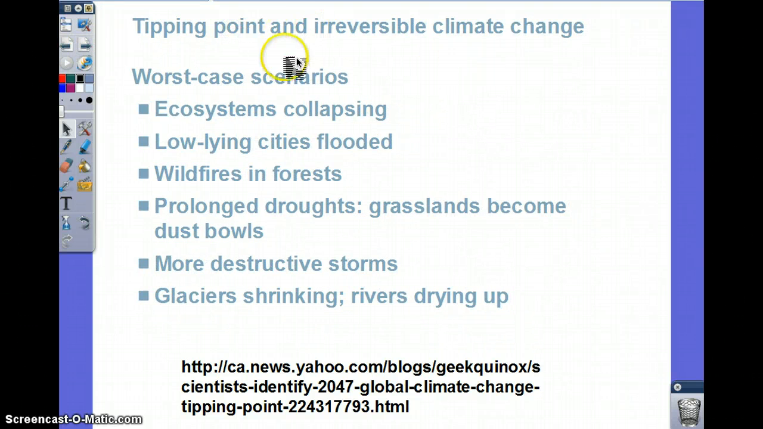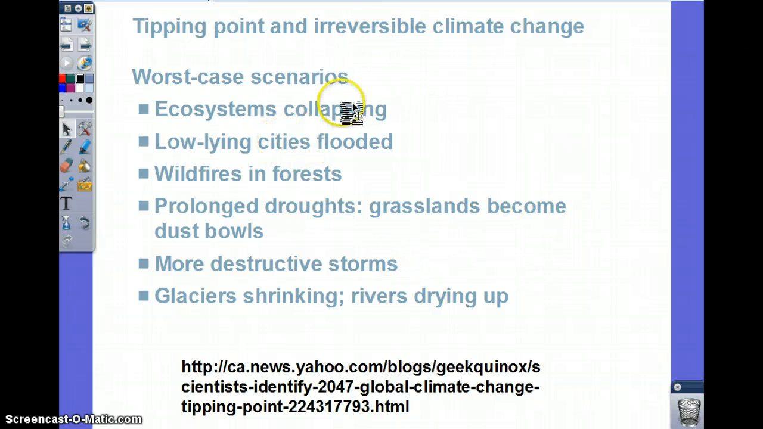Tipping points. This is an interesting topic, and I want you to think about it like tipping over. Like if you spill a glass of water, you can lift up the glass, but you really can't put the water back in. So it's considered your worst case scenario because once you get there, you may not be able to return to normal conditions. That's the point where it's irreversible.